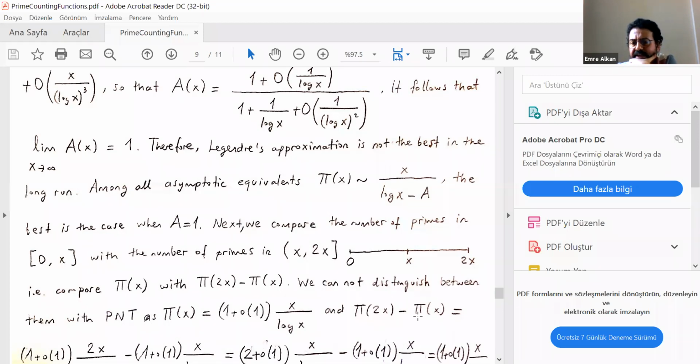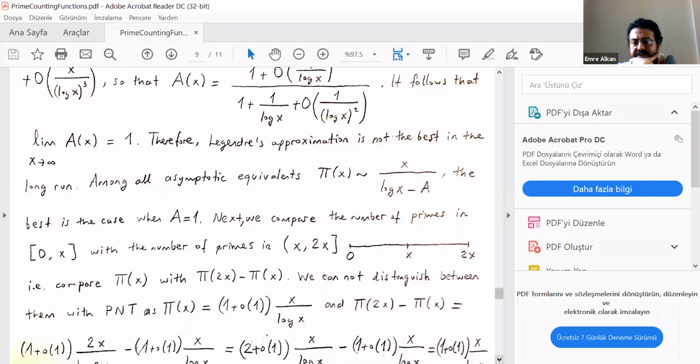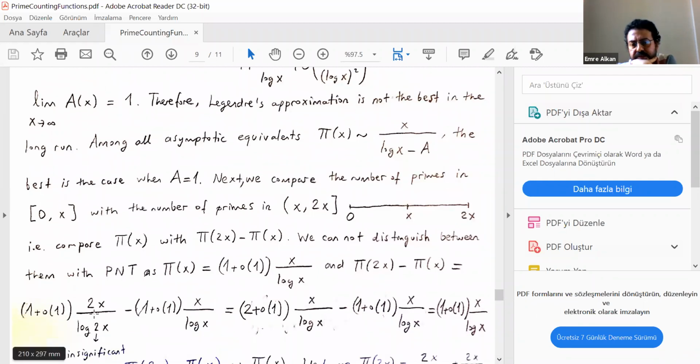And you can play a similar game with this, pi of 2x minus pi of x. For pi of 2x, you can put the asymptotic formula, (1 + o(1)) · 2x over log 2x. And then you subtract pi of x, so you put this formula there, (1 + o(1)) · x over log x. Now it turns out that this 2 in the denominator is insignificant. I mean, log changes very little by products like that, okay? Because it turns this into a sum of log 2 and log x, so that has very little effect. And one can justify, which I will not, but 2 is significant in the numerator.